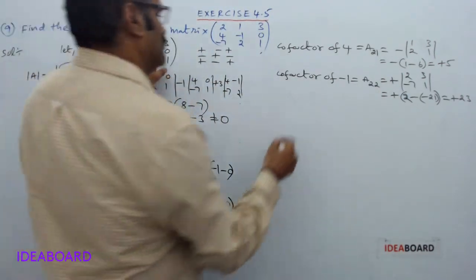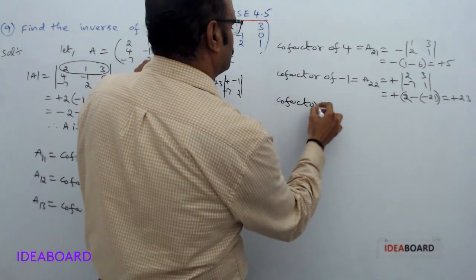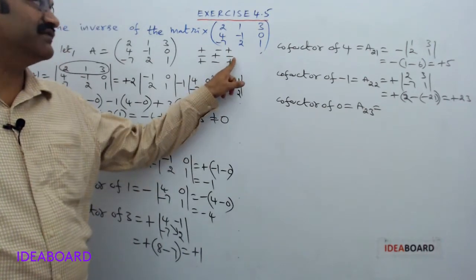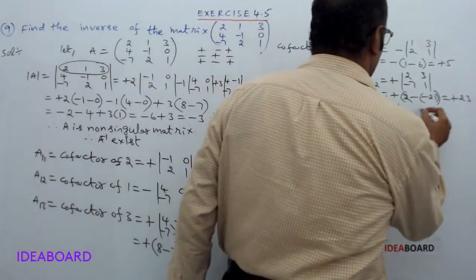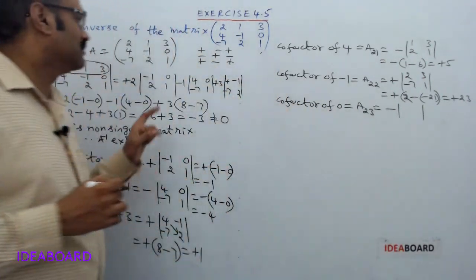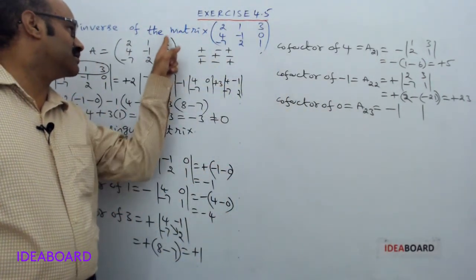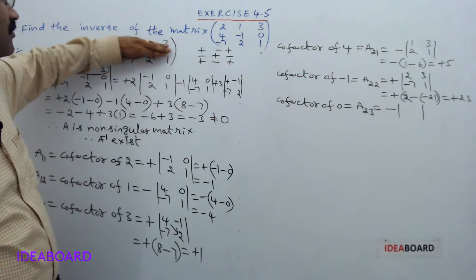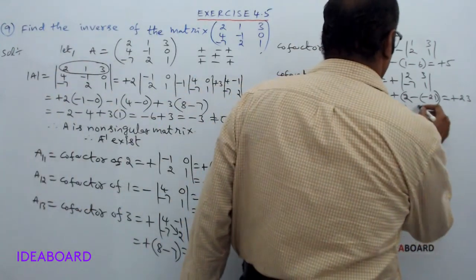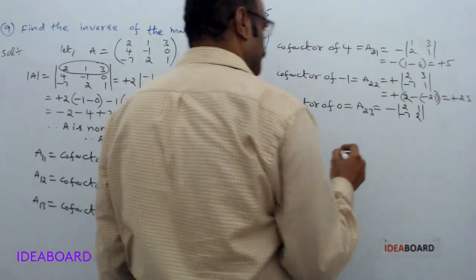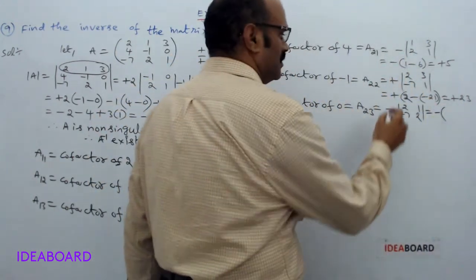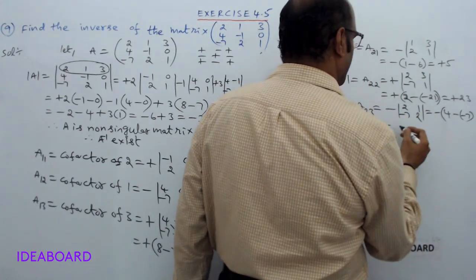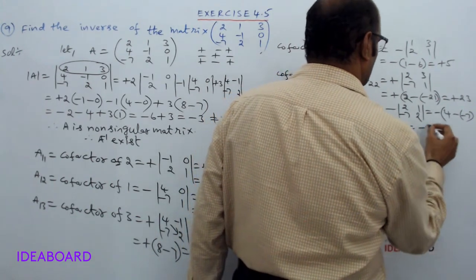Next, the cofactor of 0, A23. The sign is minus, so minus of the determinant. The element 0 lies in the second row and third column, so the remaining elements we take by closing the third column and second row: 2 1 minus 7 2. So equal to minus of 2 into 2, 4, minus minus 7, so minus of 4 plus 7, 11, so minus 11.